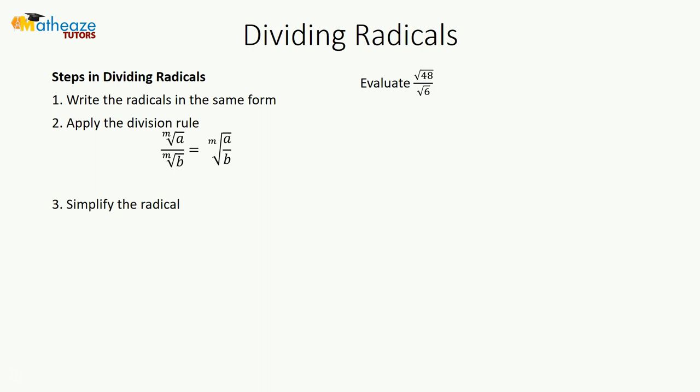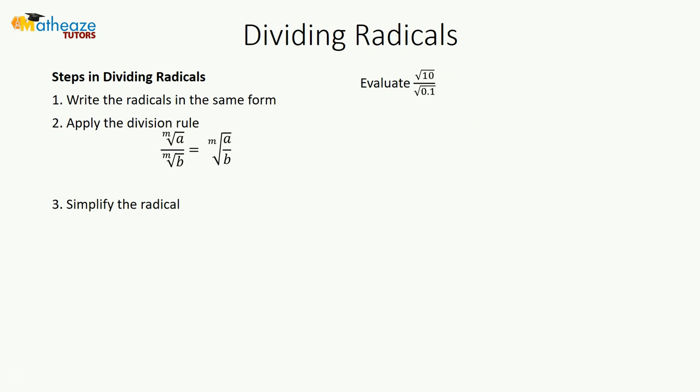The first thing we're going to do is, we can do this in two ways. One way is, because they have the same degree, we can just divide the terms under the radical sign and then simplify the result, which is going to be the square root of 48 divided by 6, which is the square root of 8. Then we can simplify 8 by decomposing it to its factors, and so we now have 2 square root of 2.